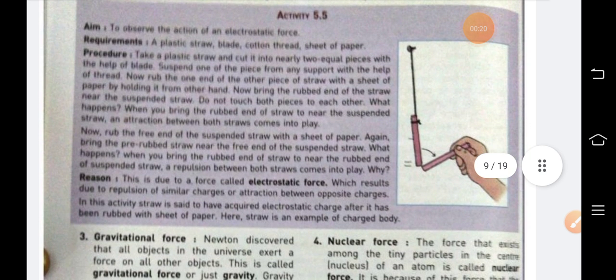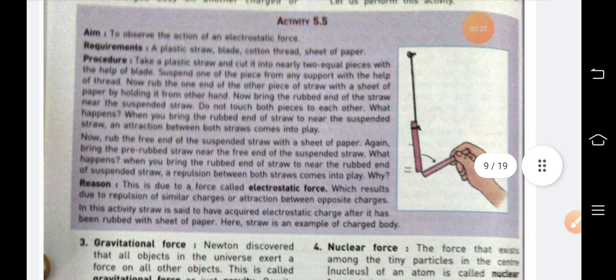So any object has charge in it. By rubbing, the electrostatic charges can be seen on the object, either it is positive charge or negative charge.